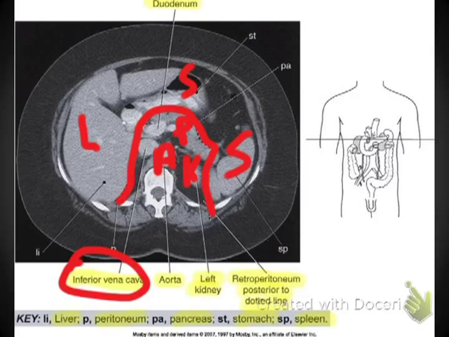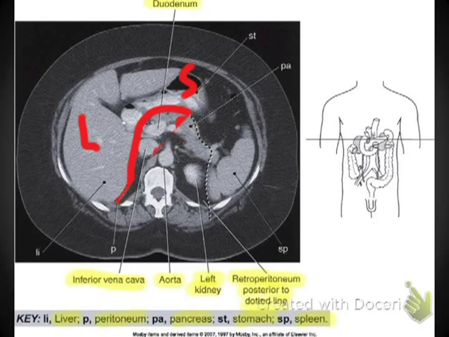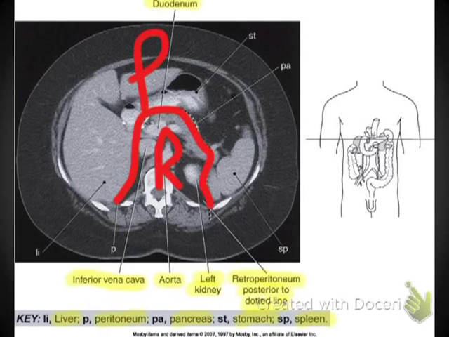And what I expect you to know from this image is all the structures that are labeled here, as well as where we can see the peritoneum and not. And so just keep in mind that it's this horseshoe shaped area here that's retroperitoneum. And this is peritoneum. So just keep that in mind.